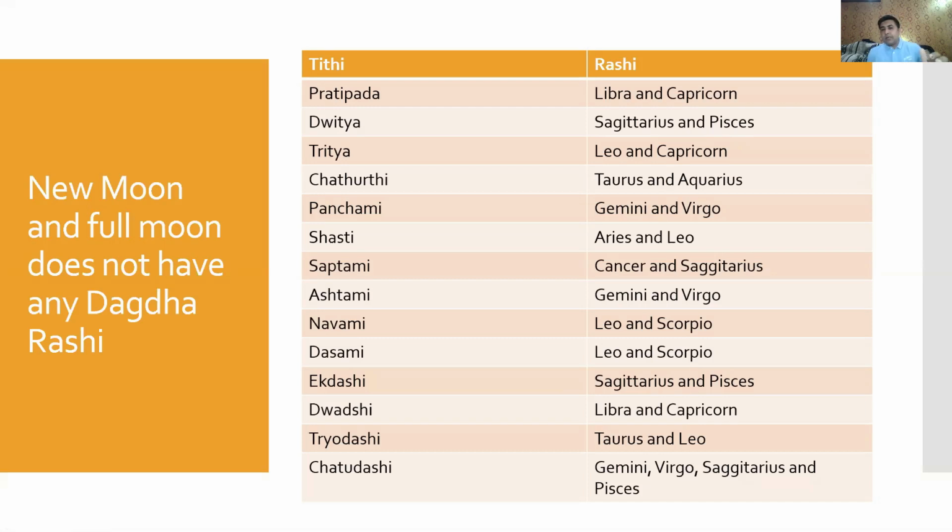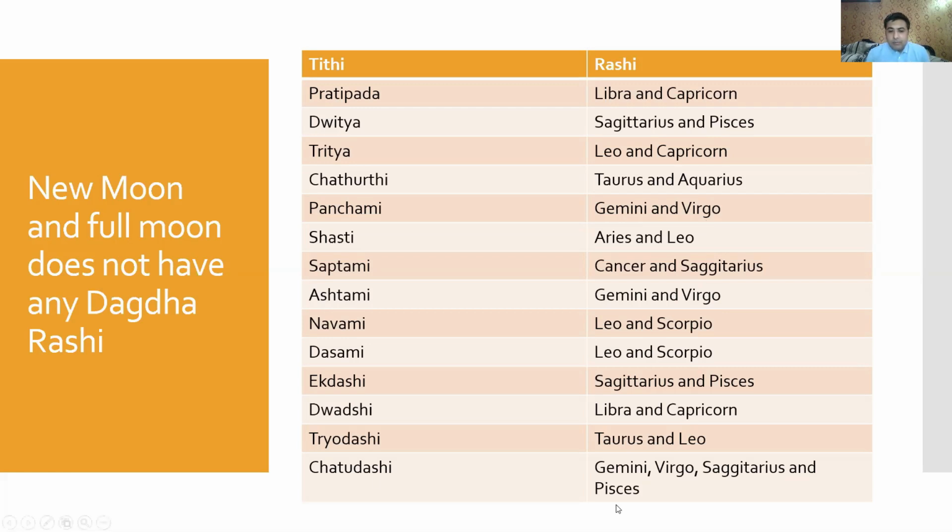Similarly, for somebody born on Panchami, Gemini and Virgo will be the Dagdha Rashis, or burned Rashis. So on that particular day, the results of Mercury and the houses it owns are affected. Suppose Gemini becomes the third house; then significations related to the third house will not be there, will be absent.